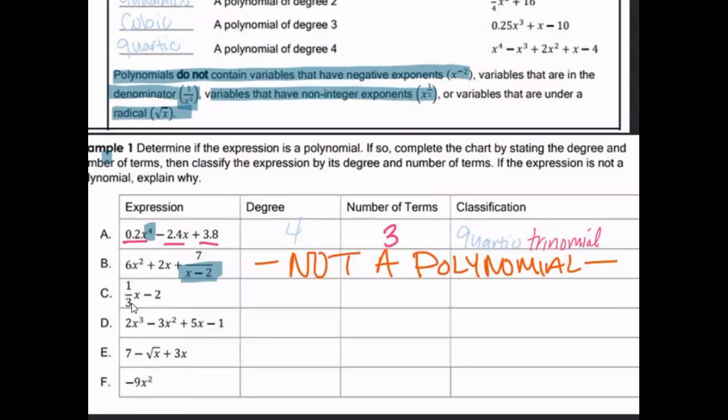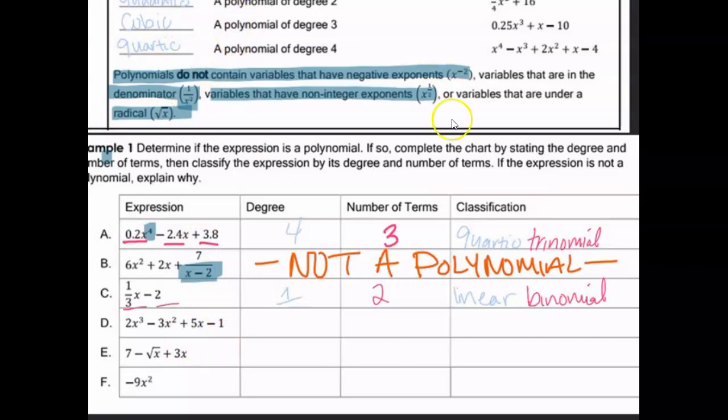So this one's okay. So we can actually say, okay, well, I have degree 1, and I have 2 terms. The 1/3 goes with the x. So degree 1 is linear. Oops. Linear. And 2 terms is binomial. So you have a linear binomial. And then we go to our next ones.